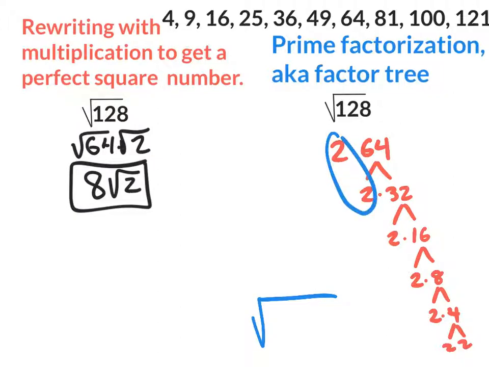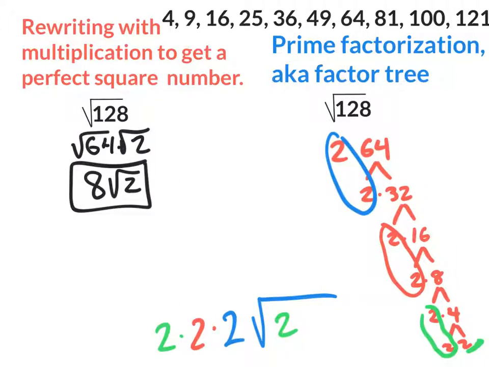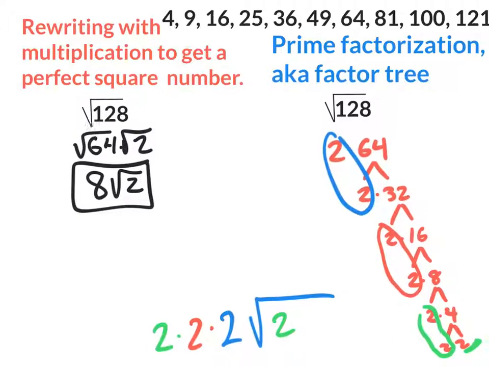We have a pair of 2s, that's 1, 2 out there. We have another pair of 2s, that's another 2 out there. And we have yet another pair of 2s, that's another 2 out there. And we have this leftover 2 right here, so there's a leftover 2 in there. Obviously, I'd go with the first method of thinking of my perfect square numbers than doing it this way. But I'm just letting you know it works. 2 times 2 times 2, that's really 8. Square root of 2 on the inside stays. Okay? Anyway, I hope that kind of helps.